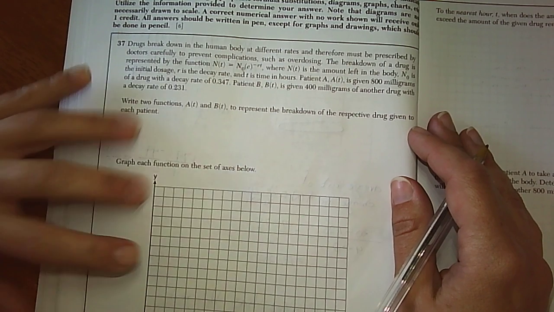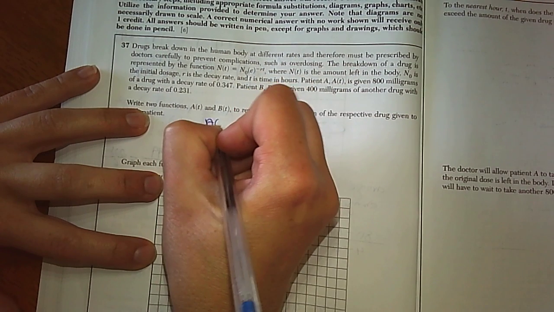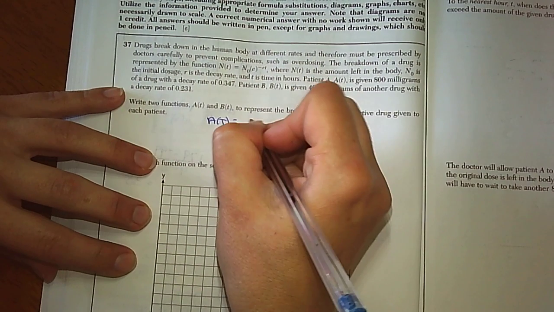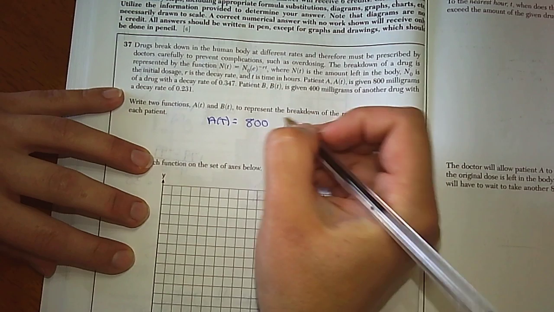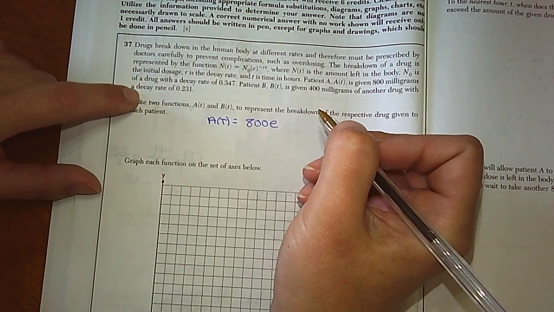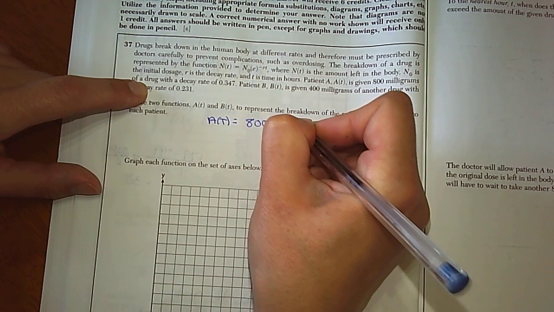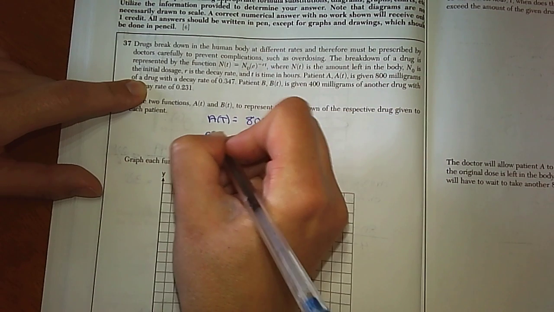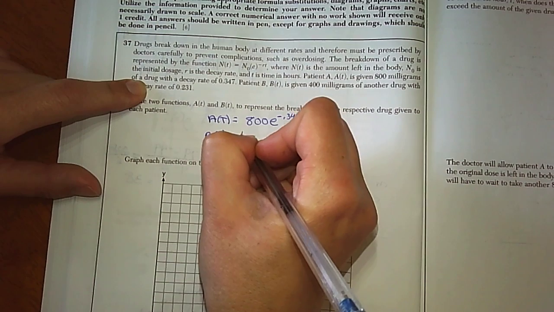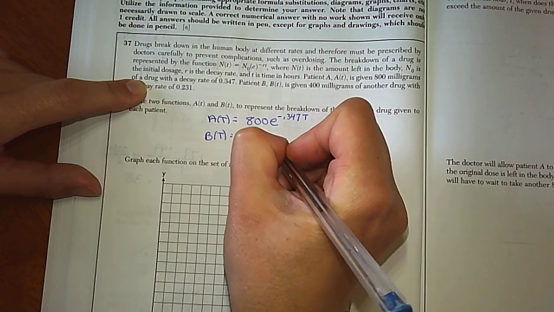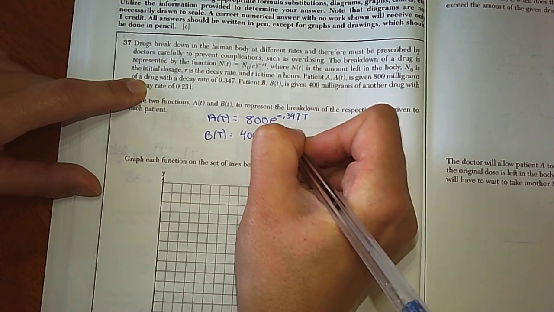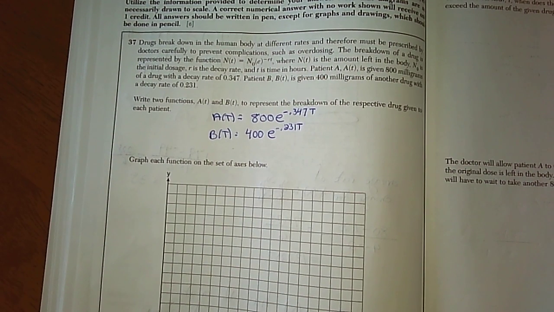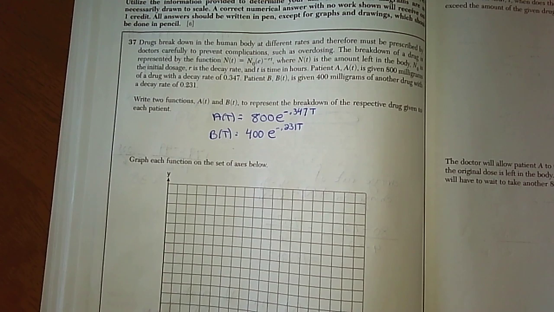All right. Patient A, which we're going to call A of t, is given 800 milligrams of drug. So that means the original amount was 800. e to the decay rate, so we're going to do -0.347 t. Okay. Then B of t, they were given 400 e to the -0.231 t. Boom. So right there, you didn't get a 0. Got some points. Now, graph each.